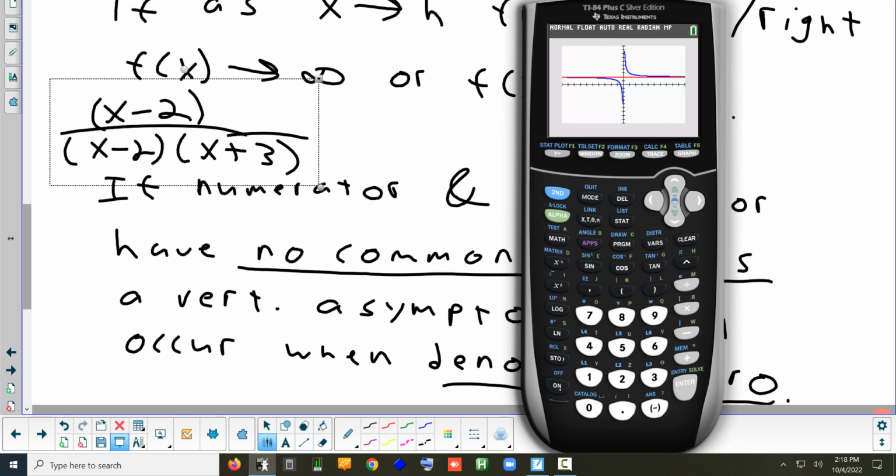you get a hole in your graph. It's a very, very, very small hole. You can't see it on the calculator. But let me draw it, and I'll show you what it looks like. So x minus 2 divided by x minus 2 and x plus 3. All right, so you can't use 2, and you can't use negative 3, but you're only going to see a vertical asymptote at negative 3. Watch.